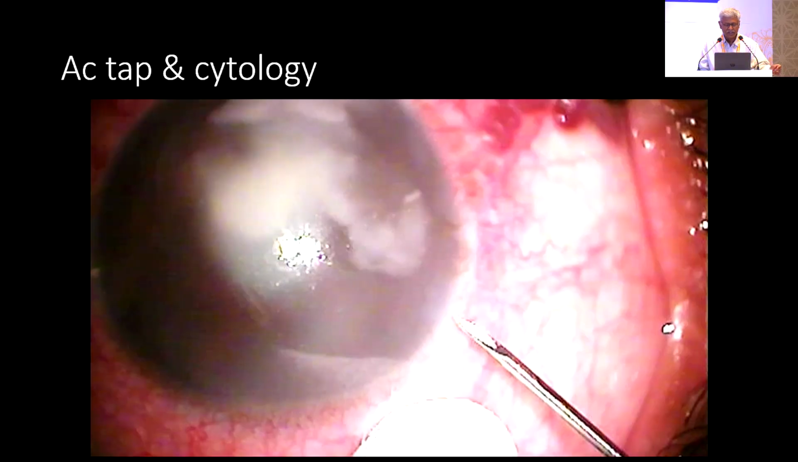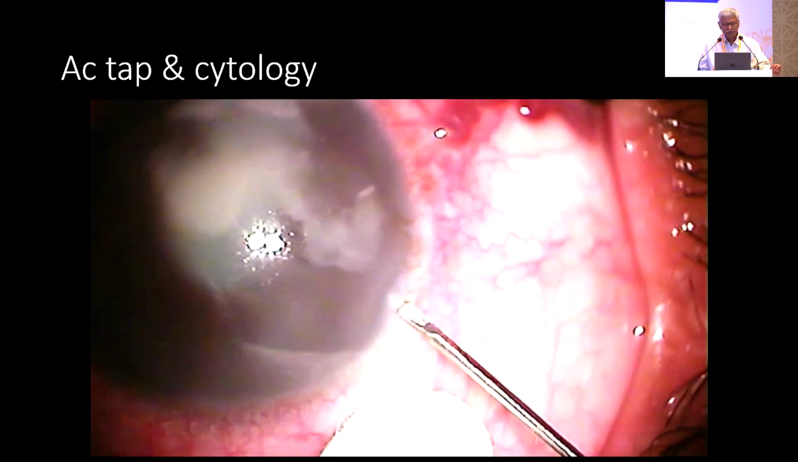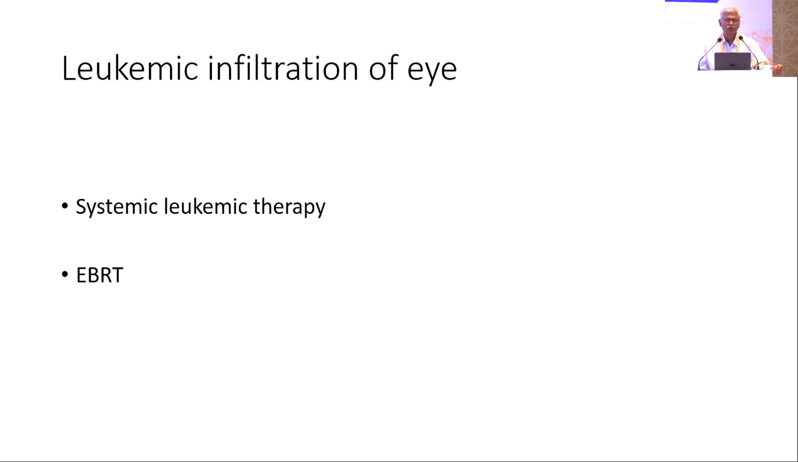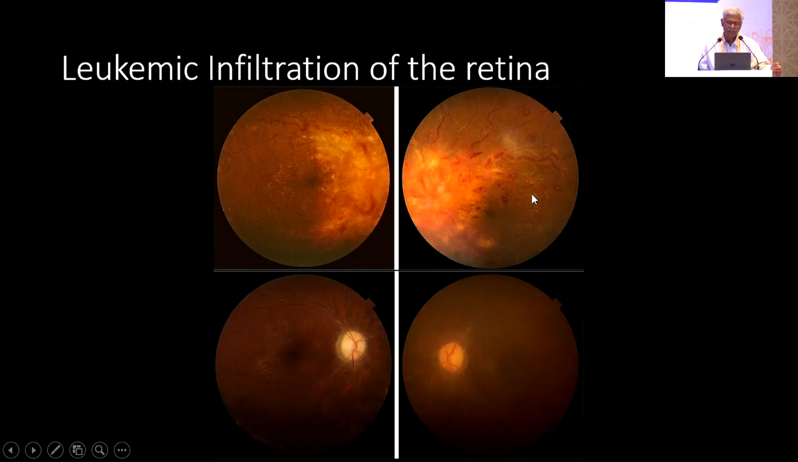So a simple AC tap confirmed the diagnosis of a leukemic infiltration of the eye. So leukemic infiltrates can present like this. So how do we treat them? We treat them with systemic leukemic therapy, and if it doesn't respond, then the eyes may have to be treated with radiation. This is the post-treatment.